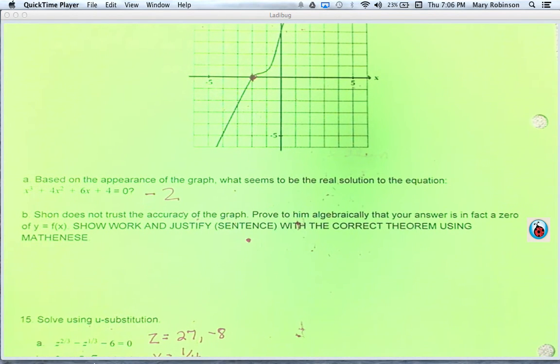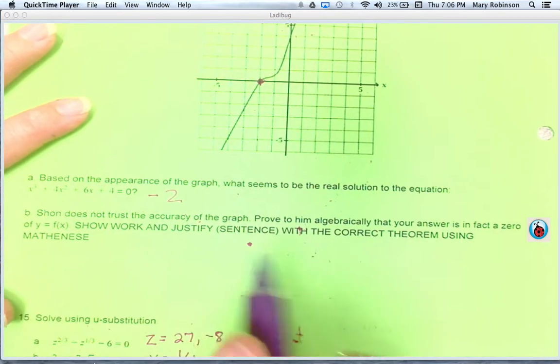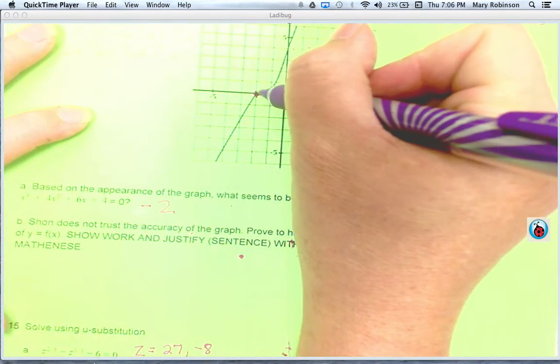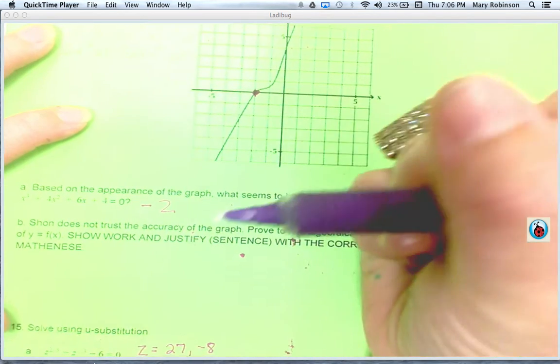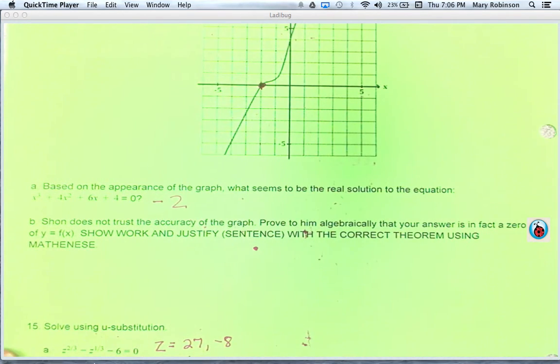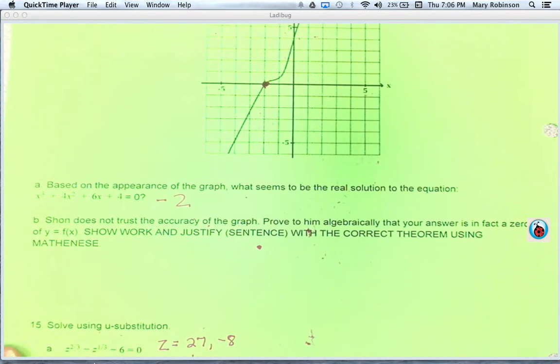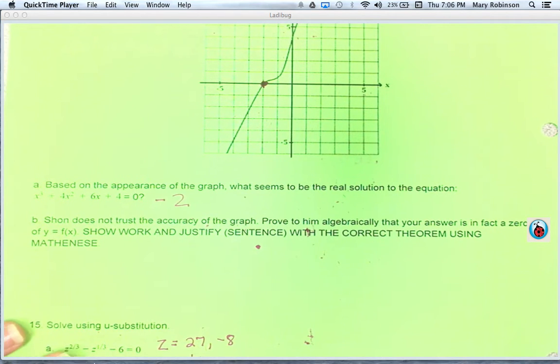Then it says, Sean does not trust the accuracy of the graph. Prove to him algebraically that your answer is in fact a 0 of y equals f of x. Show work and justify in the form of a sentence with the correct theorem using Mathonese, so using the correct technical language. So in order to prove that something is a 0, we should be able to divide and get a remainder of 0. So this actually incorporates our remainder and factor theorems, okay?